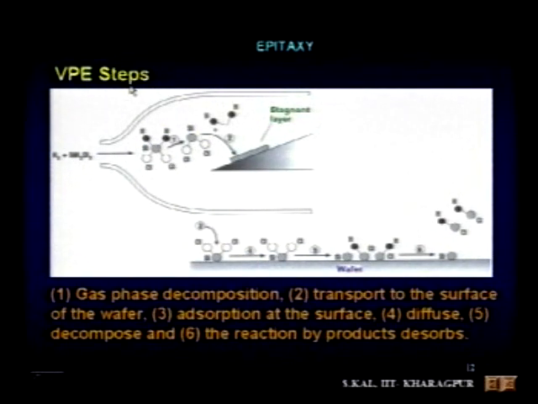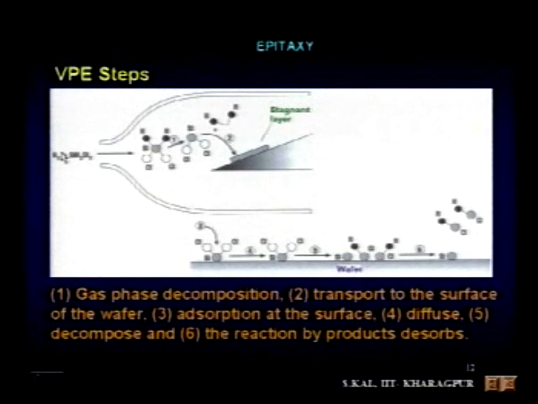the VPE growth steps, vapor phase epitaxial growth steps. So here also it is shown the stagnant layer. You see, on the surface some stagnant layer may be there. By this slant, by making this configuration of the susceptor, the stagnant layer is minimized here. Now let us see what are the reaction steps.